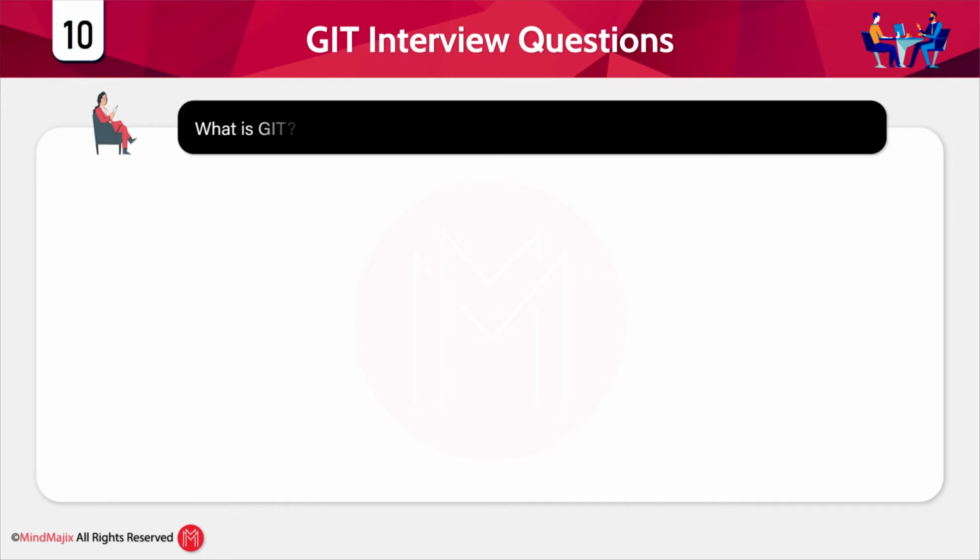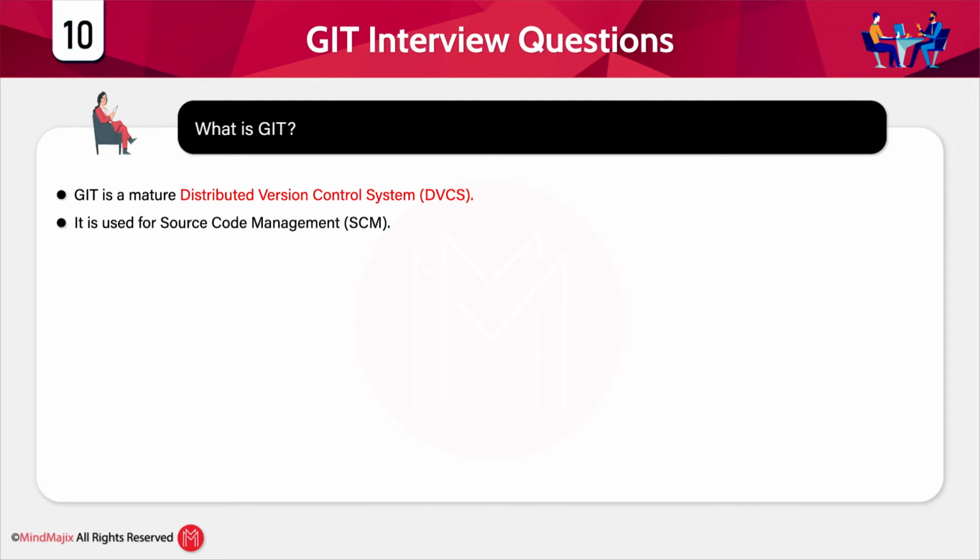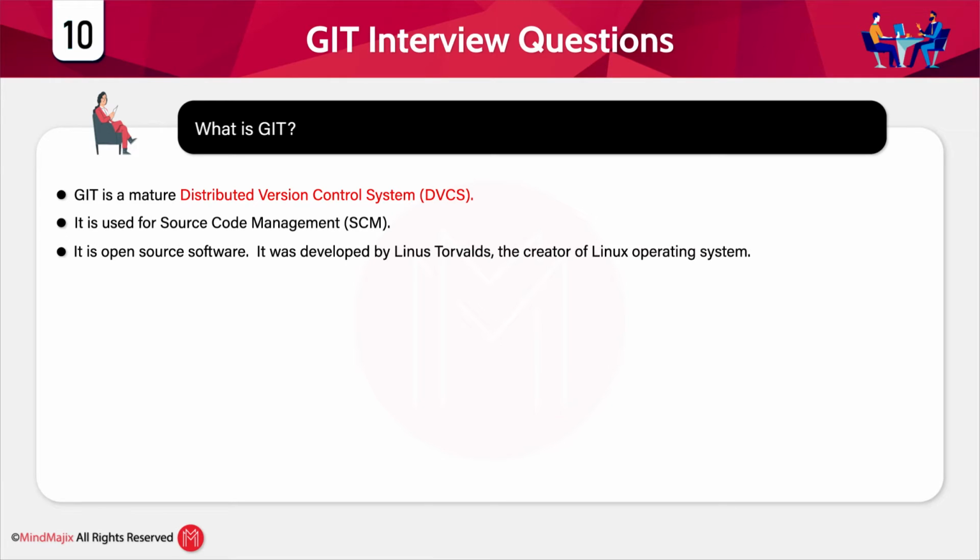What is Git? Git is a distributed version control system. It's a version tool, a source code management tool, like SVN. It is used for source code management. It is open source software, guys.